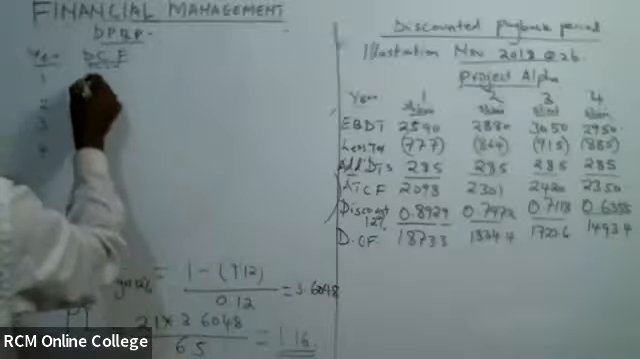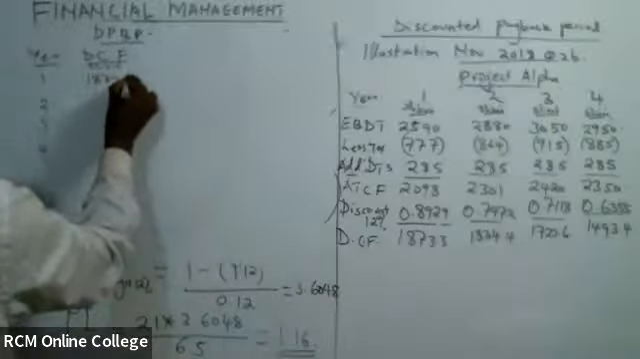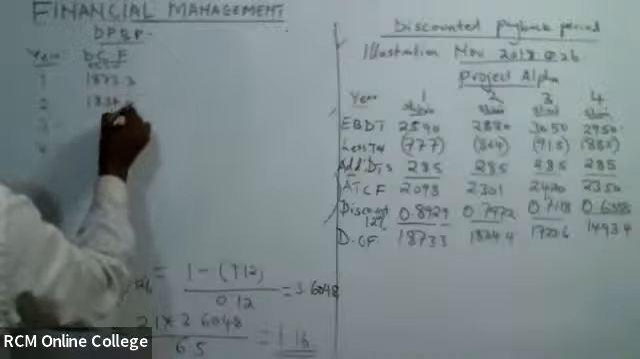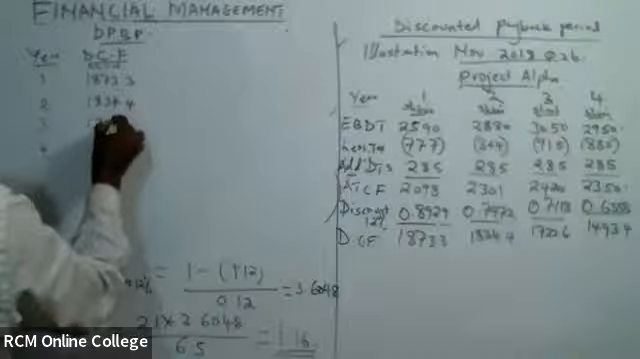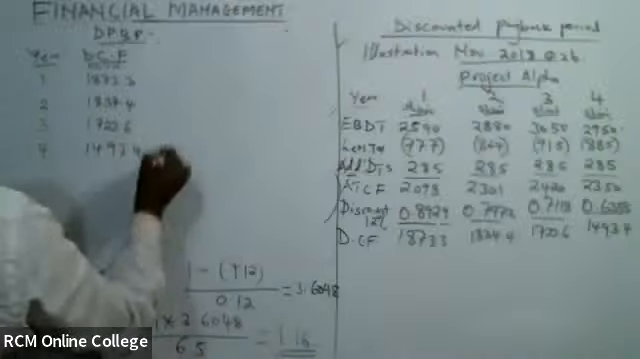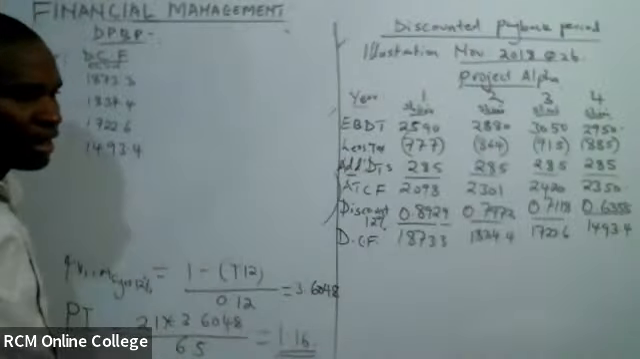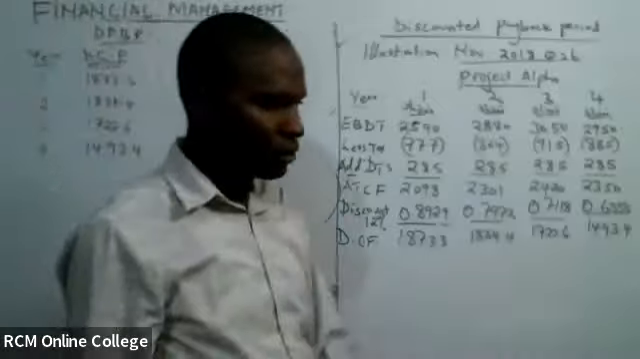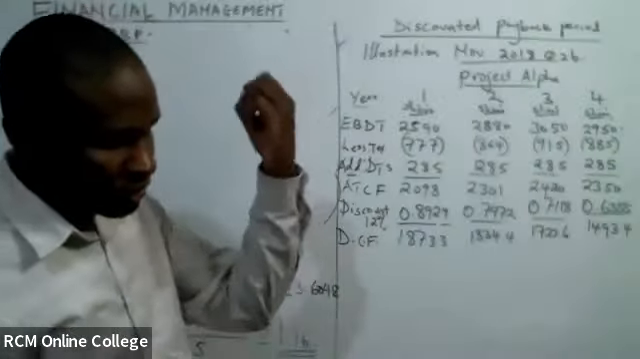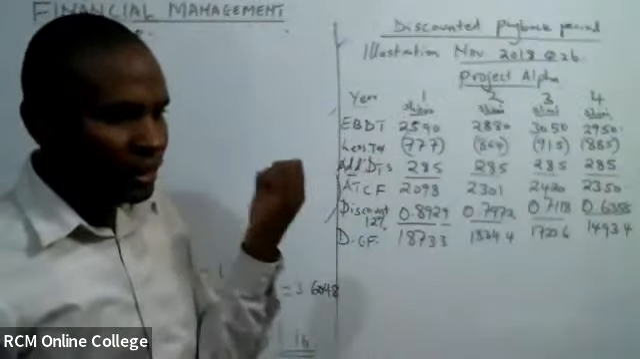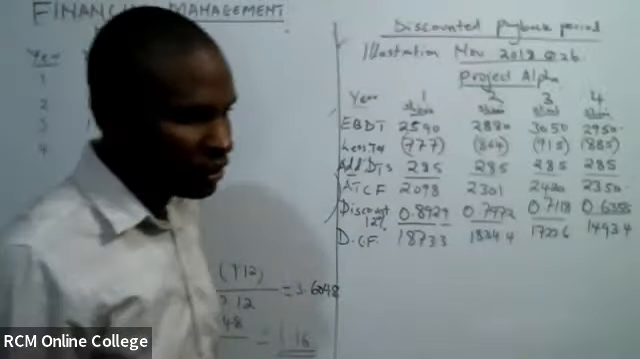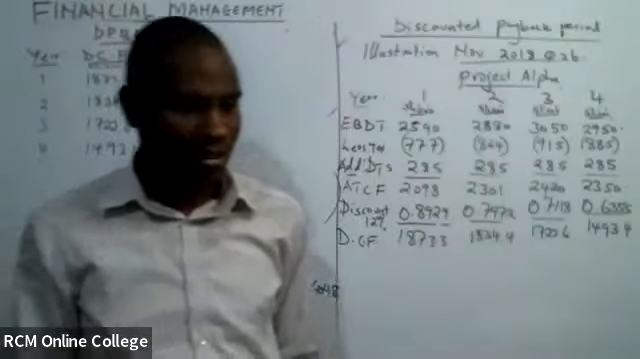I have 1873.3, 1834, 1922.6, 1493.4, like that. And then there's something that I need to know. Yes, I have now my discounted cash flow, lakini I need to know what is my total initial outlay for this project. Ili nijue what was the initial investment that I want to recover from this. Sawa. So do we have information that can guide us to get that?